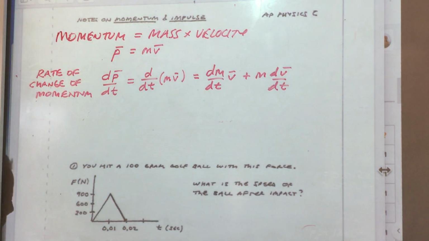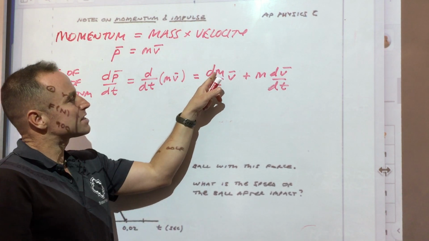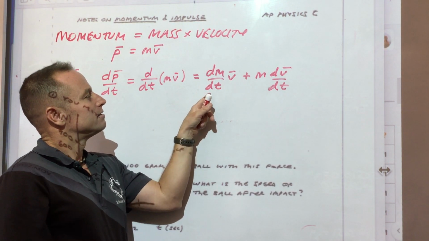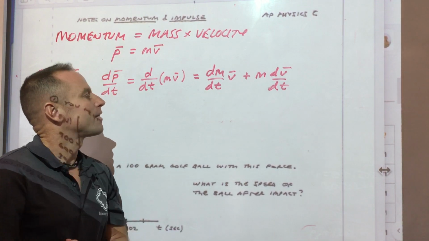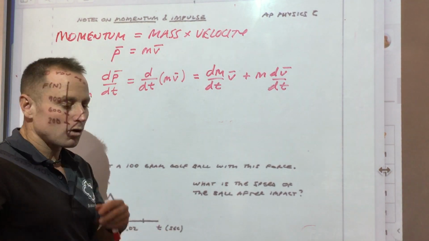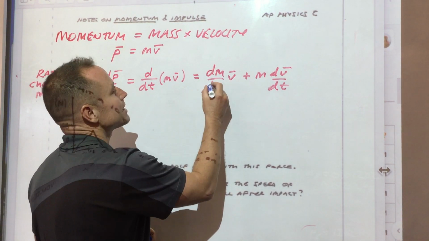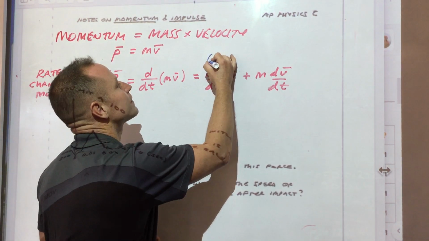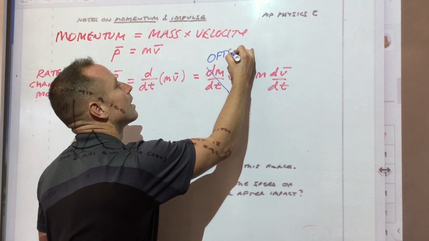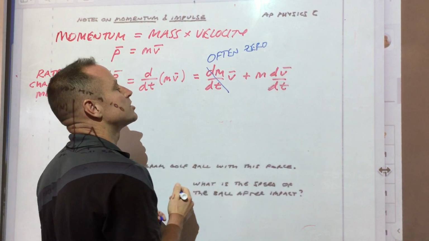Well, let's pause and look at this and see what this means. First of all, this first term, dm/dt. Well, that would mean that the mass of something is changing. So in general, when we're talking about how something's going to move, often for us, this is zero. Usually the mass of something isn't changing.